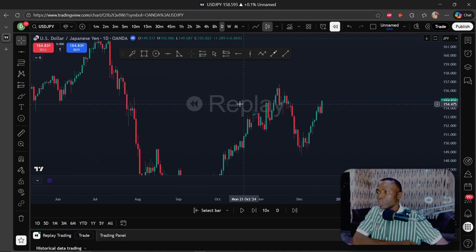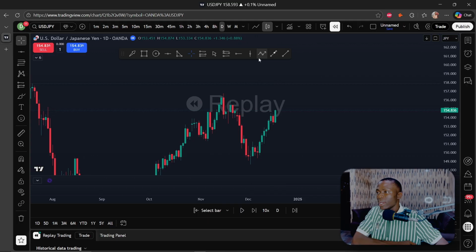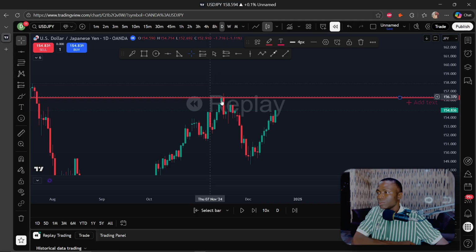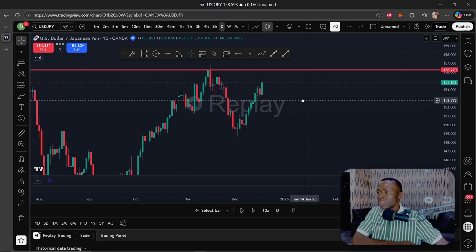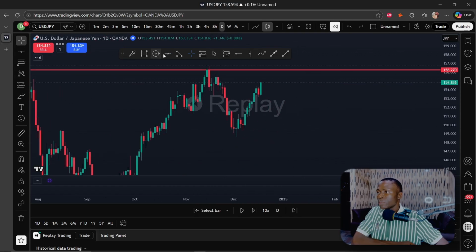Now the first thing I'm going to do, we are on the daily time frame. So here is the daily resistance level. Here it is right here. We are going to mark it out. We have it as a daily resistance, and then we have this part here as a daily support.